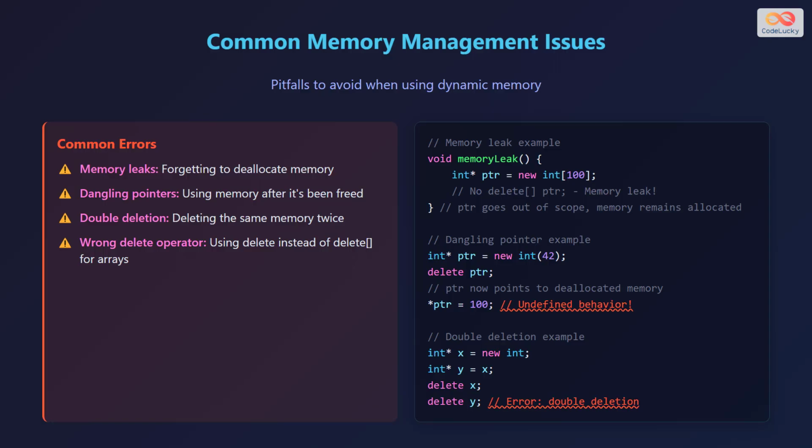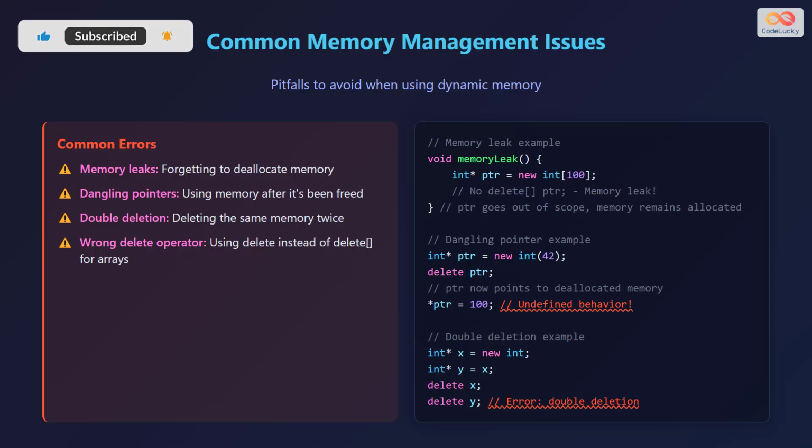The first example demonstrates a memory leak. We allocate memory for an integer array, but never deallocate it using delete square brackets ptr. The memory remains allocated, even after the pointer ptr goes out of scope, resulting in a memory leak. The second example shows a dangling pointer. We allocate memory for an integer, and then deallocate it using delete ptr. After deallocation, ptr becomes a dangling pointer, and attempting to access the memory it points to leads to undefined behavior.